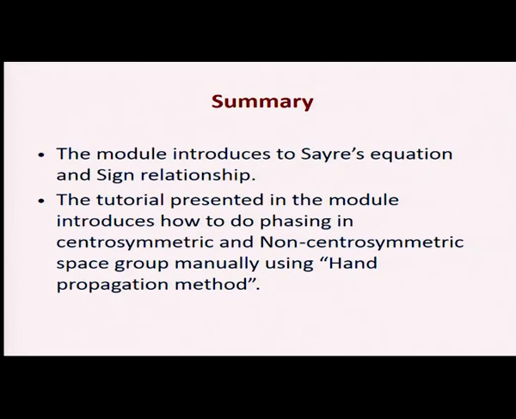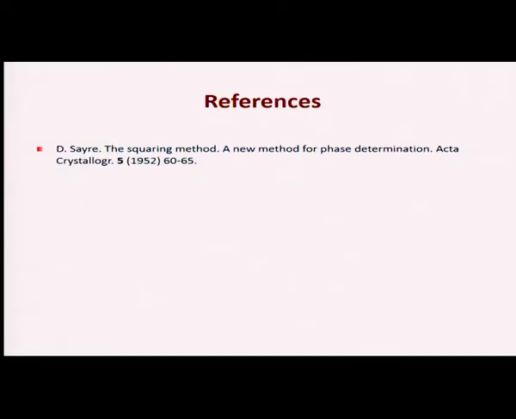In summary, what we have seen now is that we have introduced Sayre's equation and the sign relationship. We have given the tutorial on how to do phasing both in centrosymmetric and non-centrosymmetric groups manually, that is called the hand propagation method. The original reference for this is the Sayre squaring method, a new method for phase determination, published in Acta Crystallographica volume 5, 1952.